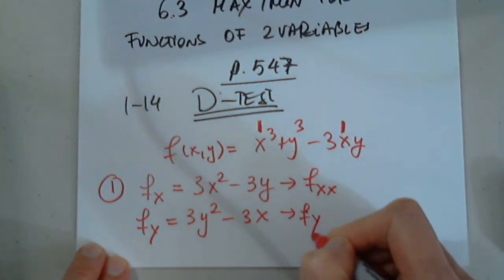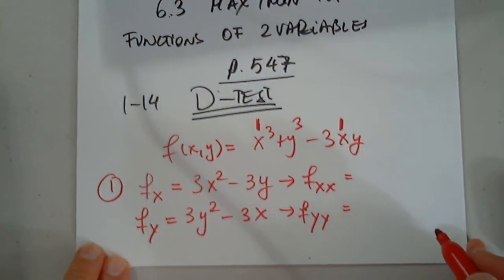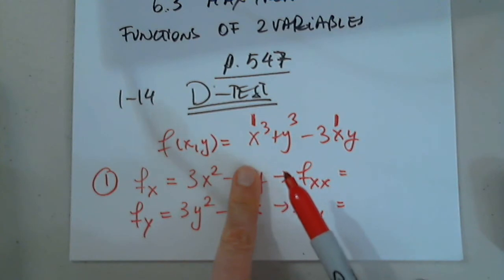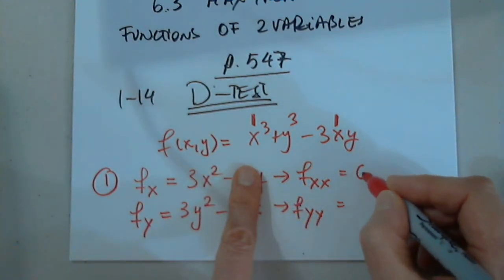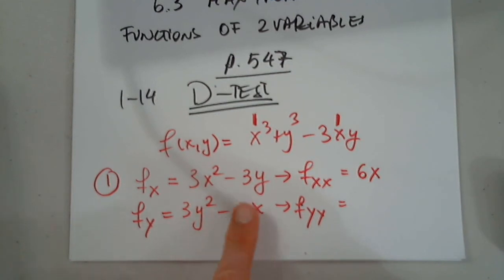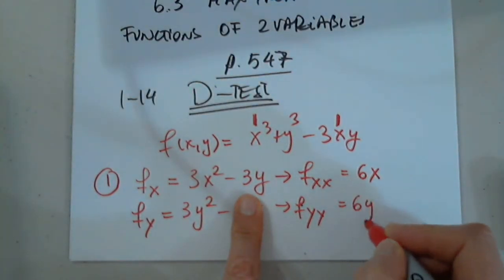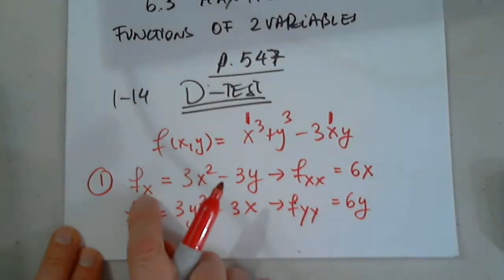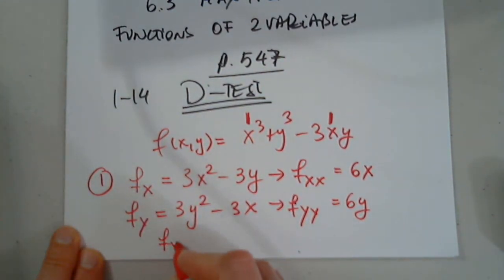fxx and fyy. We are differentiating again with respect to x. We're differentiating again with respect to y. Is that okay so far? Yep. What about fxy? Fx, but now we differentiate with respect to y. How much will it be?